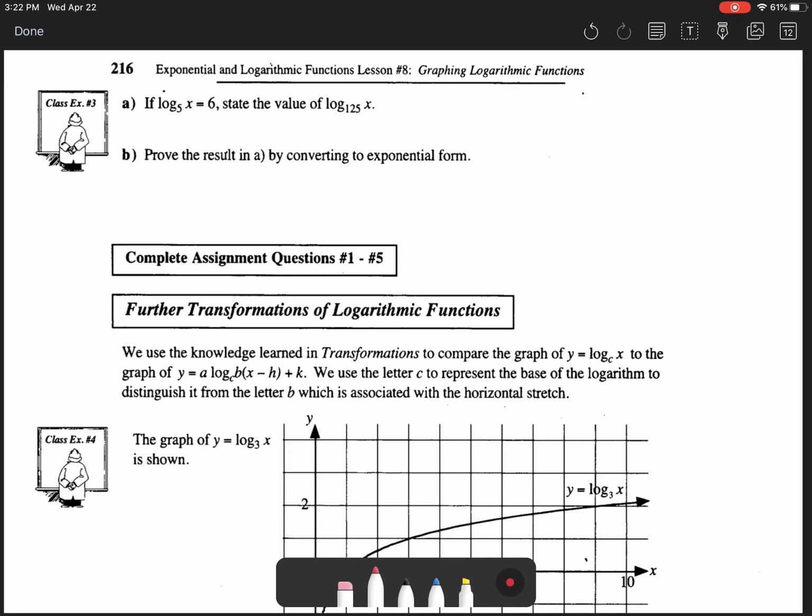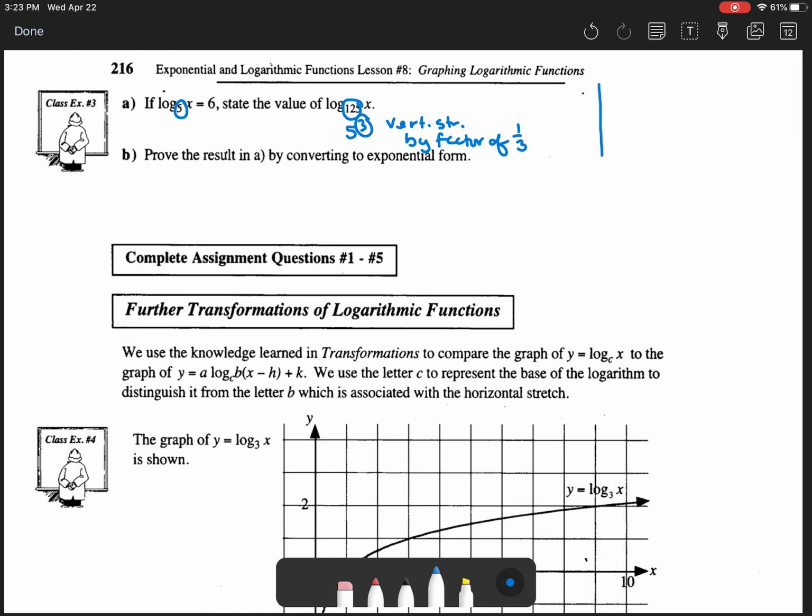All right, moving on. Next, it says if log base 5 of x is equal to 6, state the value of log base 125 of x. So when I see that, similar to a question we did a little while back, this is 5 and this is 125, which can be written as 5 cubed. That means it's going to be a vertical stretch by a factor of 1 over 3.